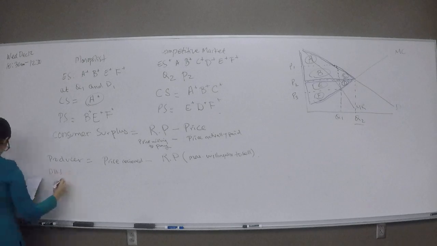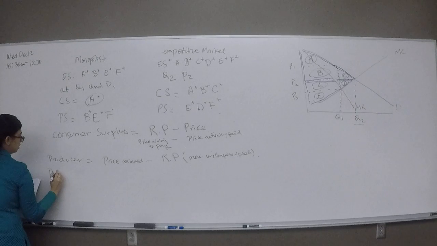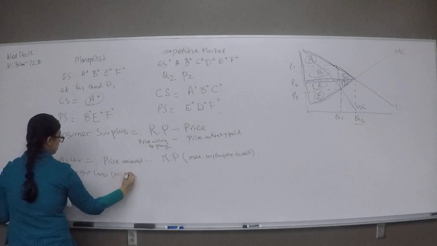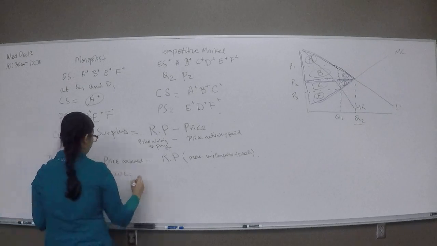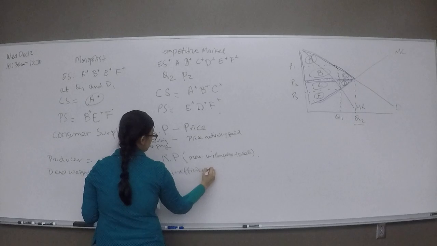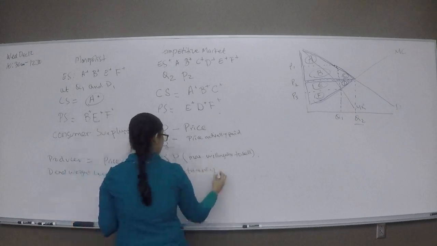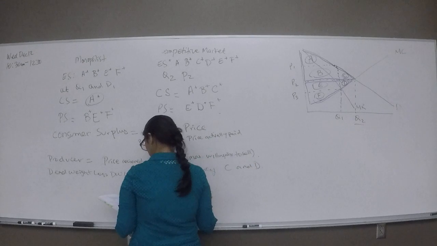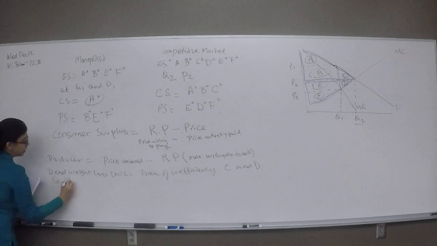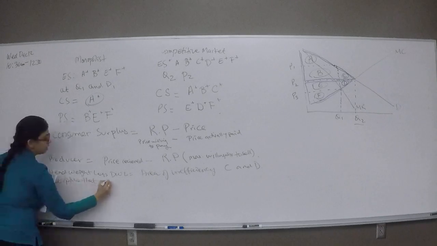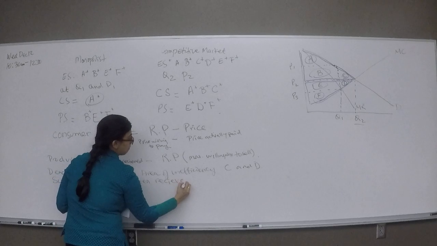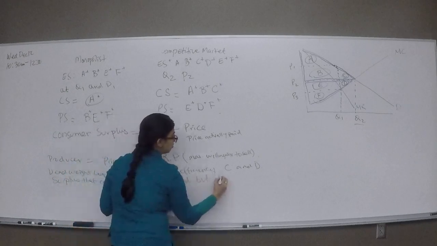Deadweight loss is the area of inefficiency, C and D. It is surplus that could have been received, but it didn't because of monopoly.